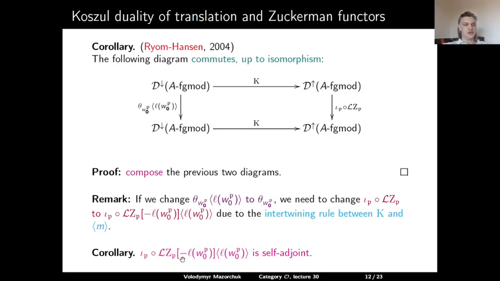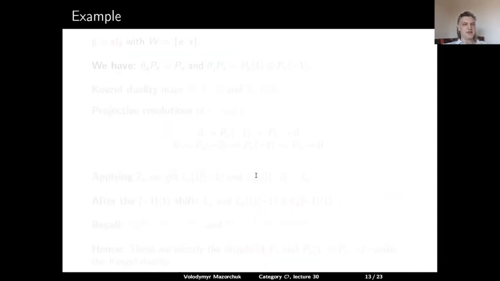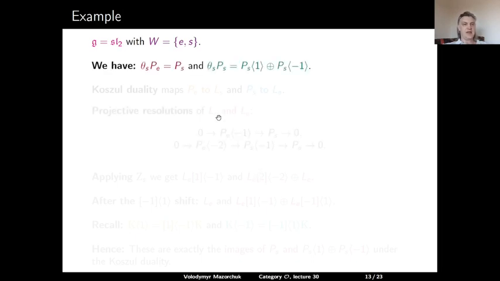So the homological shift minus length of w0p and the graded shift length of w0p, this functor is self-adjoint. Here is an example. Consider SL2, then the Weyl group consists of E and S. So translation of PE through the S wall gives PS, and translation of PS through the S wall gives PS shifted by 1 plus PS shifted by minus 1. And Koszul duality maps PE to LS and PS to LE.